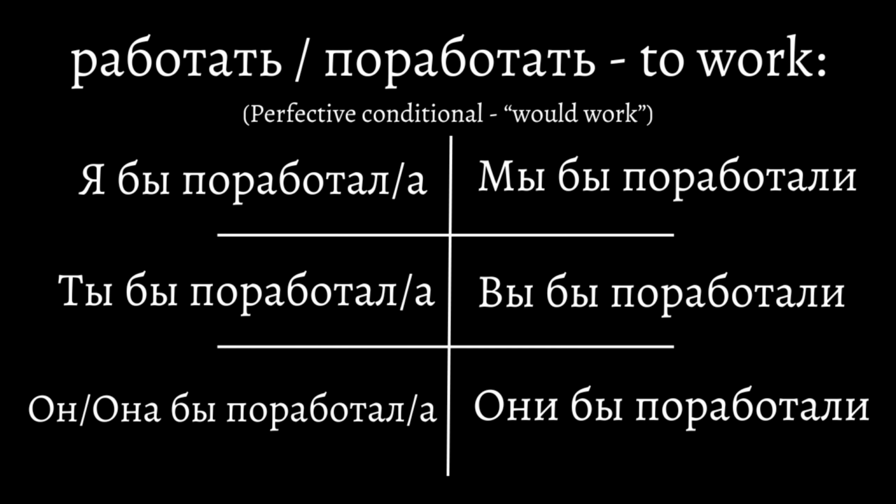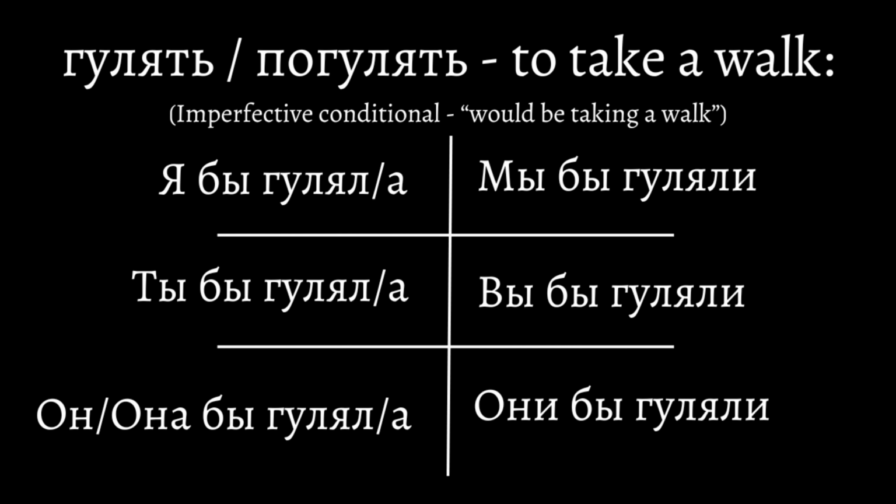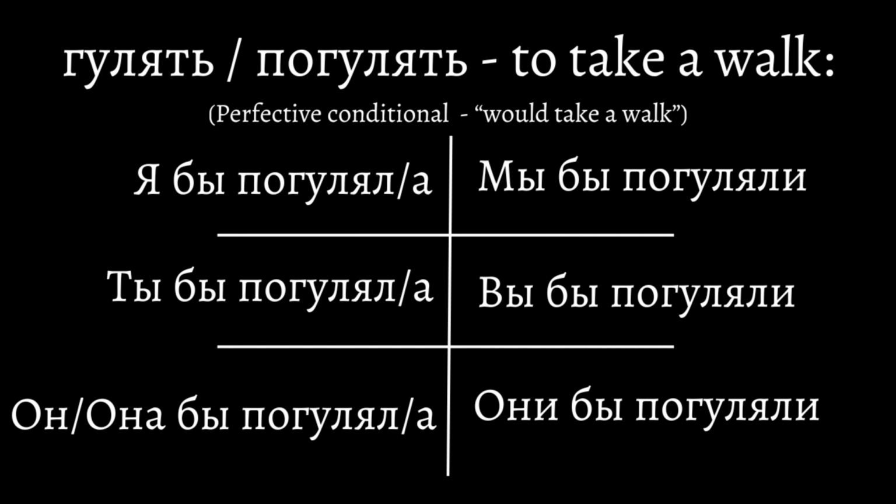So let's have some more sentences with verbs that have different endings. Here, we have гулять and погулять. They both mean to take a walk and they end in ять. In the imperfective, the conjugations are я бы гулял, I would be taking a walk, masculine, ты бы гуляла, you would be taking a walk, feminine, and мы бы гуляли, we would be taking a walk.